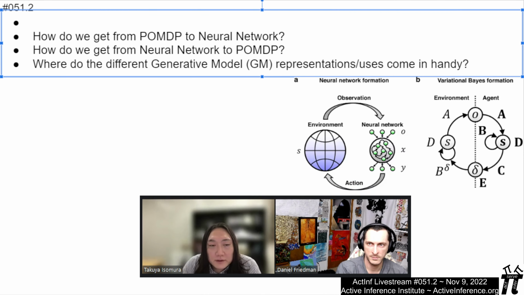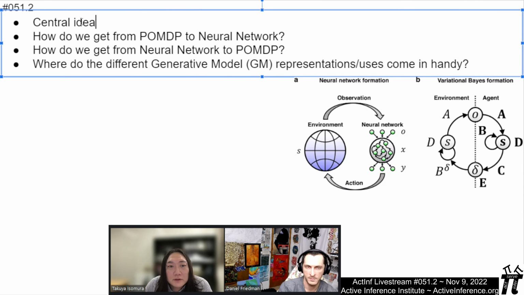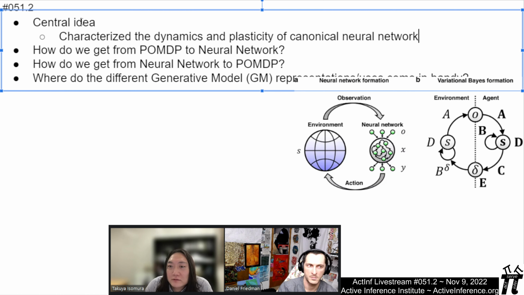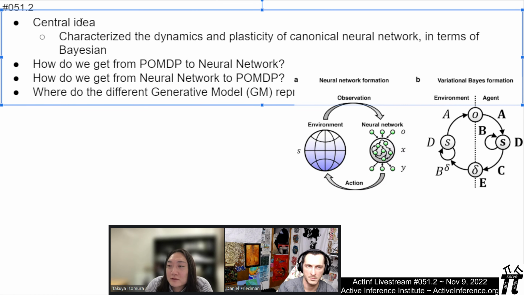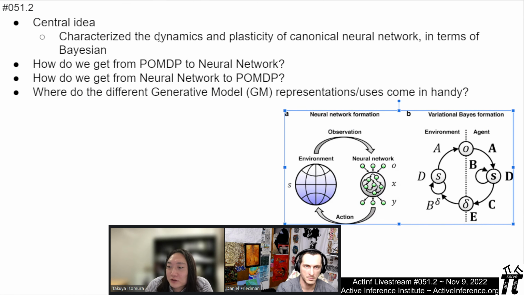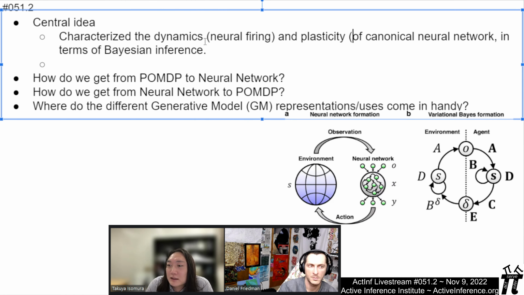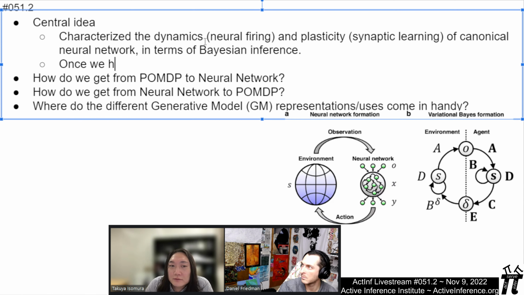Basically, the idea here is that we would like to characterize the dynamics and plasticity of canonical neural networks in terms of Bayesian inference, because arbitrary dynamics of a neural network is intractable in the sense that we don't know what is the function underlying such dynamics and what is the consequence of the self-organization or plasticity. Once we translate that dynamics in terms of Bayesian inference, we can assign quantities in Bayesian inference to biological quantities, which enables us to lend explainability to the neural network dynamics and architecture. So that's a basic idea.